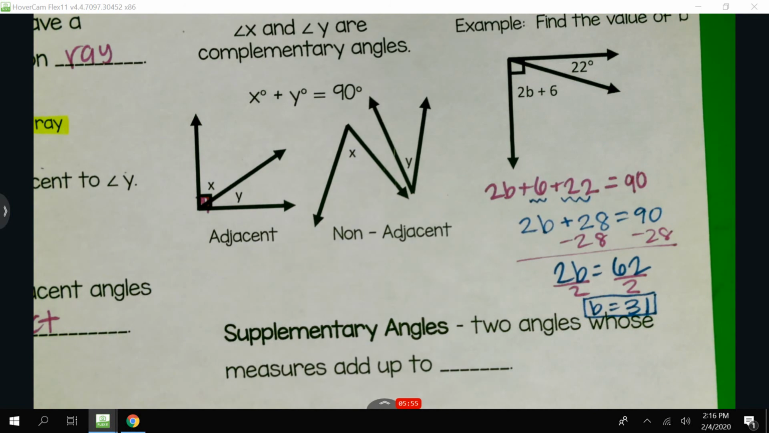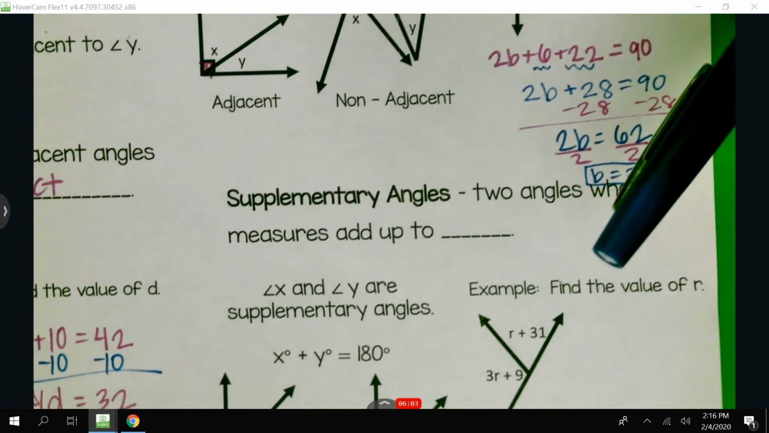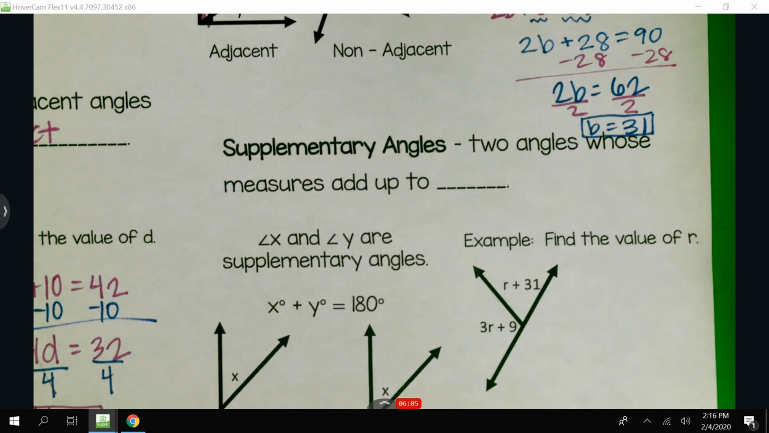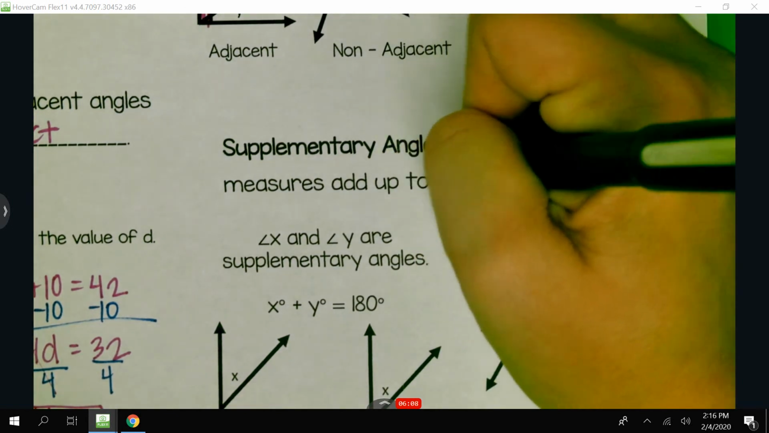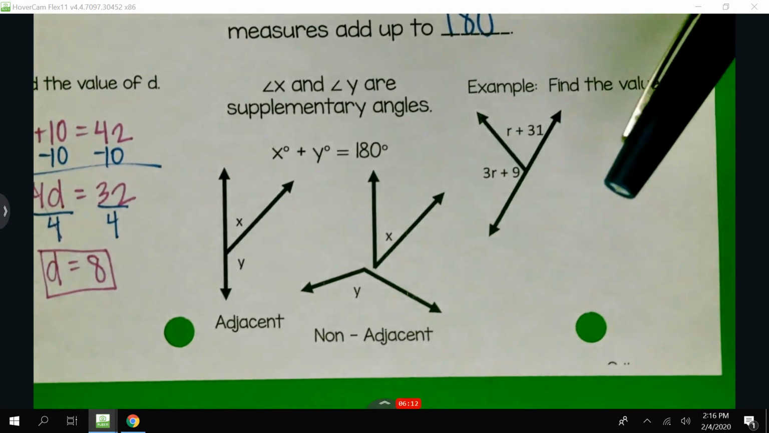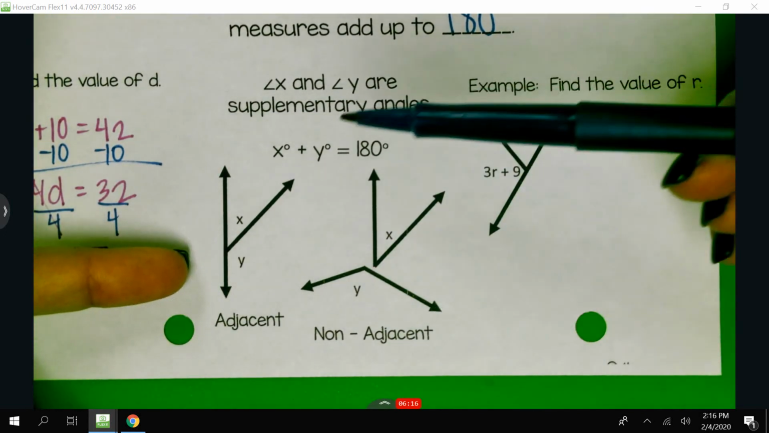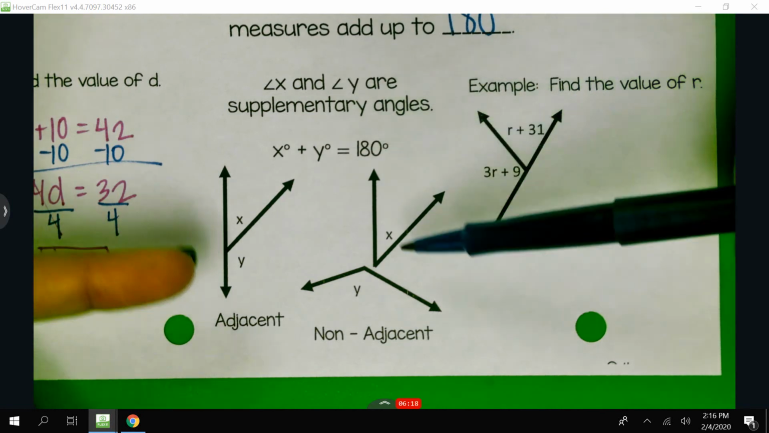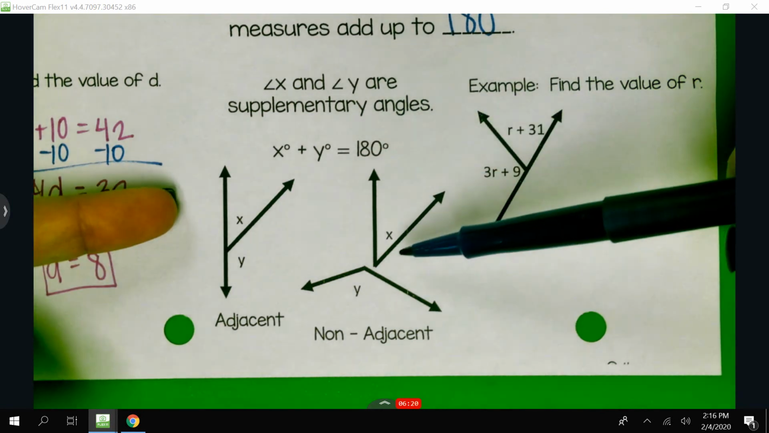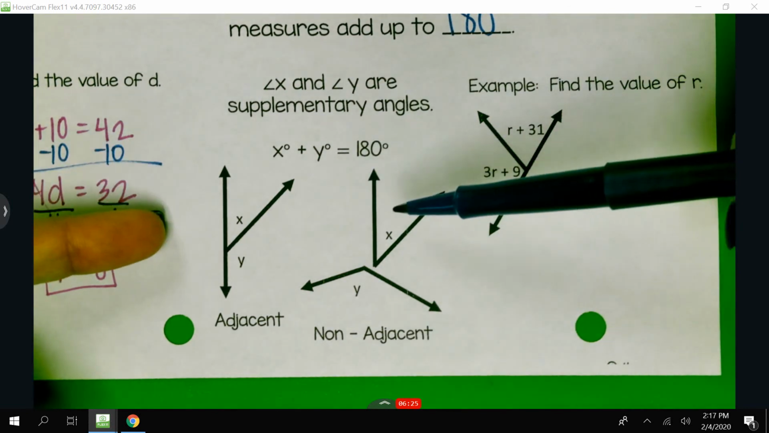So complementary, you're going to add the two and set them equal to 90. Supplementary are two angles whose measures add up to what? 180 degrees. So here, again, I've got another example of adjacent and non-adjacent angles. But I know that x plus y equals 180, so I know for a fact that these are both supplementary angles. Okay, so you could solve for either of the two.